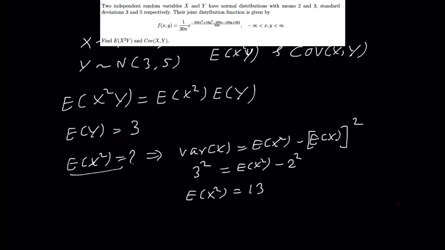We can plug these numbers into this equation. 13 times expected value of y, which is 3, so 39. Therefore expected value of x to power 2 y equals 39. Then how about covariance of xy? Again we know x and y are independent random variables, therefore covariance of xy is 0.